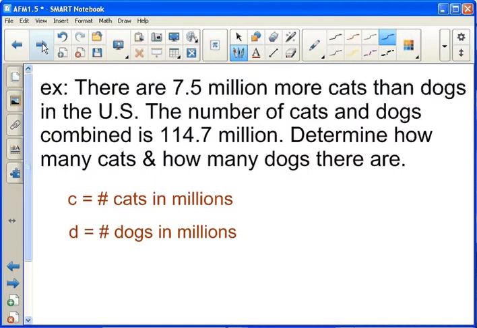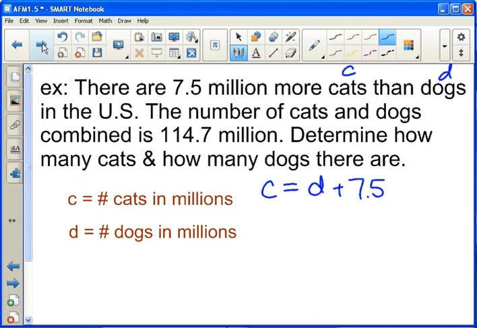Okay, so start with the very first sentence. There's going to be two equations here. There are 7.5 million more cats, and we're going to call that C, than dogs in the U.S. So there are more cats than dogs. So we can write it as the number of cats is equal to the number of dogs plus 7.5 million. And we'll just keep it in terms of millions so we don't have to write that every time. So the number of cats is equal to the number of dogs plus 7.5 million. And if you look closely at that equation, it says exactly what it should, that the number of cats is bigger than the number of dogs, because the cats is equal to dogs plus more.